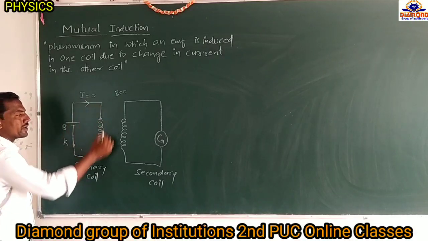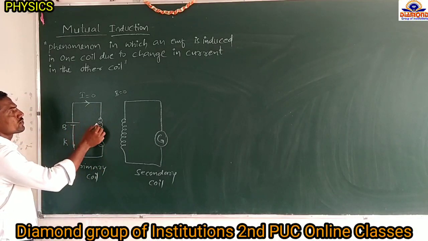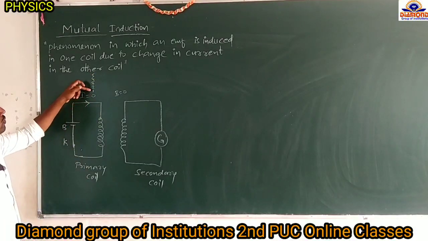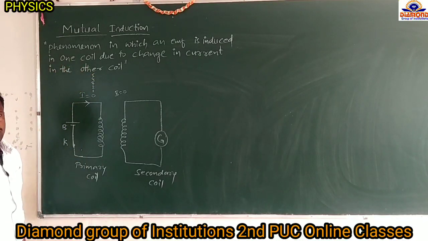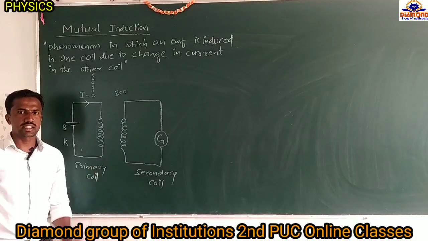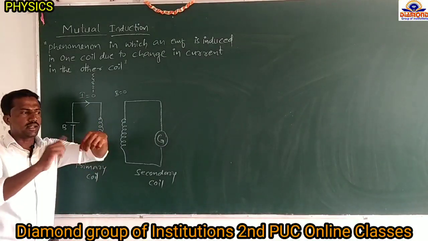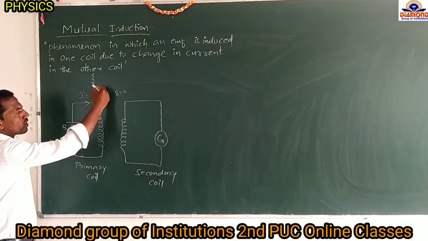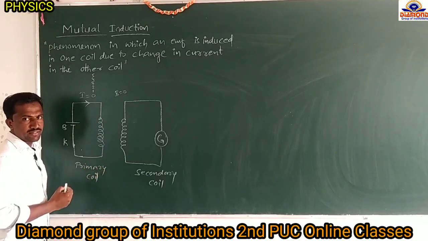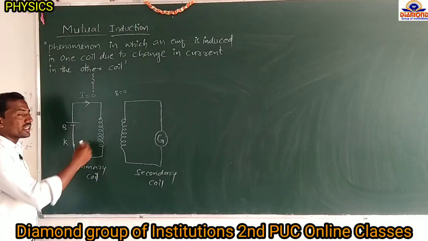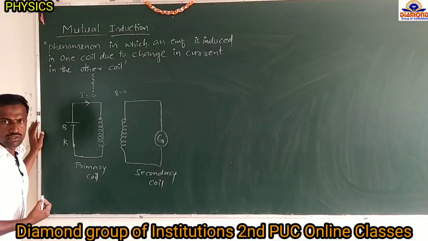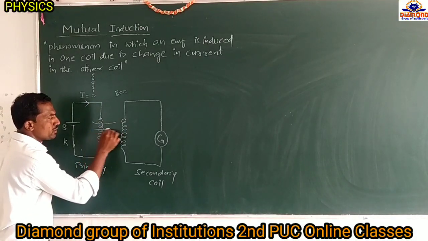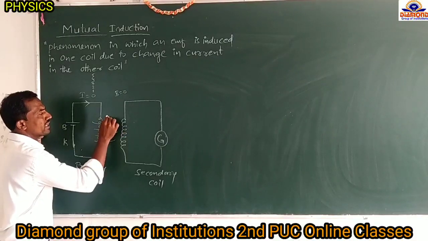Key close करने पर primary coil में current flow हो रहा है, and the current flowing in the primary coil is in increasing order. इसका value increase हो रहा है: 0, 1, 2, 3, 4, 5. In the fourth chapter, we discussed that when current flows in a conductor, a magnetic field is produced in the surrounding space. The magnetic field lines are closed continuous loops.